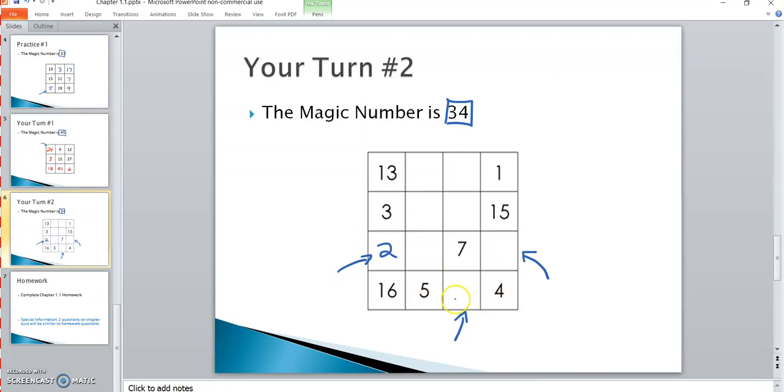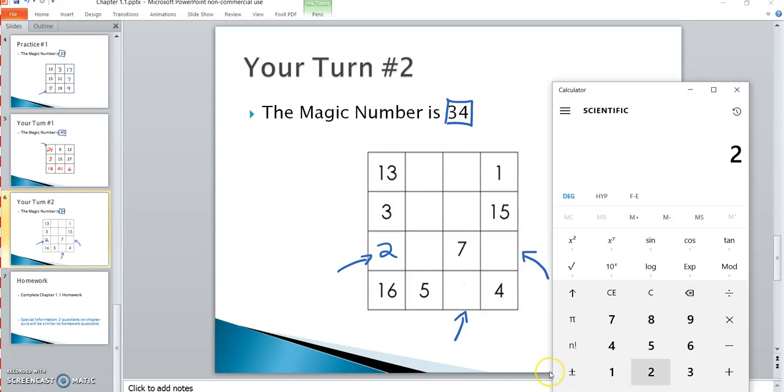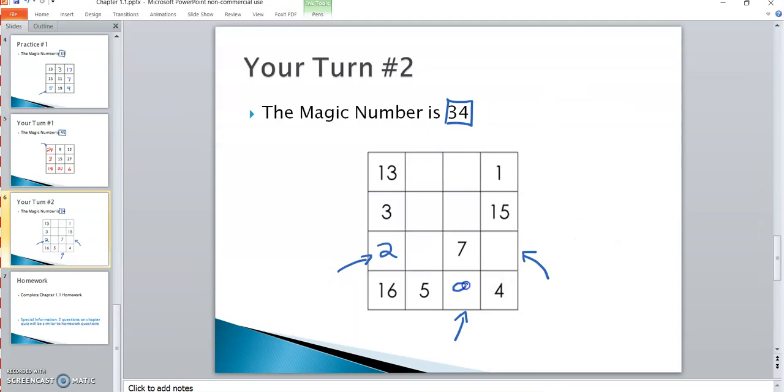I will do the same to this one. 34, take away 16, take away 5, and take away 4. And that's 9. So what I would like you to do right now is figure out this square. Go ahead and pause the video and work out your calculations.